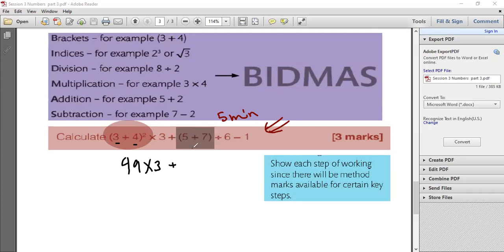5 plus 7 equals 12. Okay, then what should we do next? Multiply or divide? Multiply. Multiply first. So now 49 multiply 3, 147. And 147 and 12 divided by 6.